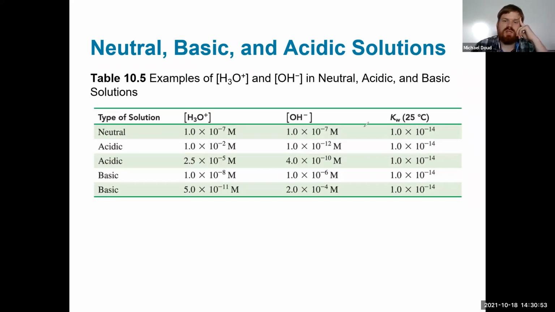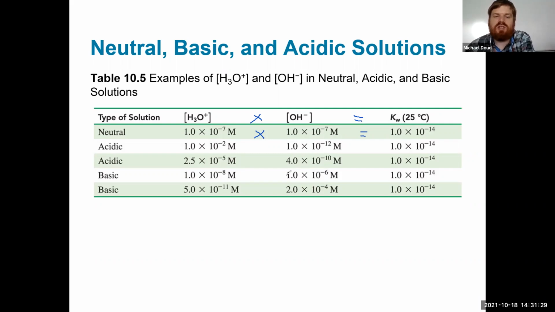In other words, for each of these examples, you can take this number times this number, and it has to equal this number. That means even if we're only given one of these columns, we can solve for the other column using our equation. Now, if you have 1.0 times 10 to the negative 2 molar for hydronium ion, that's greater than 10 to the negative 7, so that's going to be an acidic solution. Same thing here, 2.5 times 10 to the negative 5th molar acid concentration. That is, again, greater than 1.0 times 10 to the negative 7th, so that's an acidic solution.